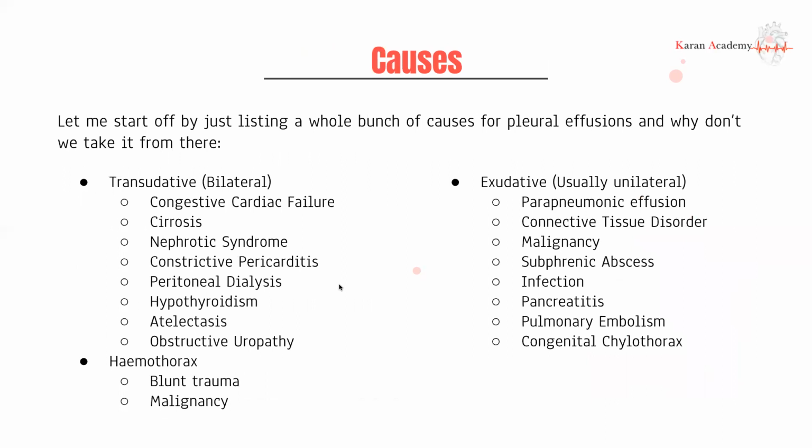Okay, now I'm going to start off by confusing you and then making sense. These are a whole bunch of differentials, or sorry, causes of pleural effusions. Broadly, we have transudative and exudative. I don't know why I blanked there. So causes include CCF, cirrhosis, nephrotic syndrome. I'll just go over the important ones. Atelectasis, and then with exudative, we have parapneumonic effusions, malignancies, infections, and pulmonary emboli.